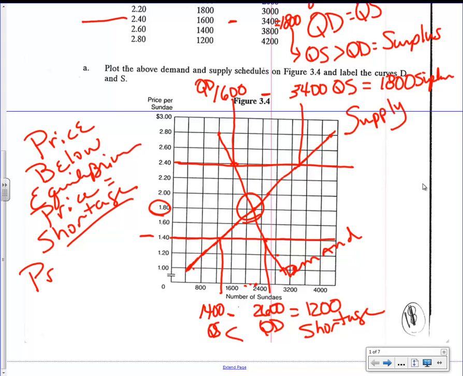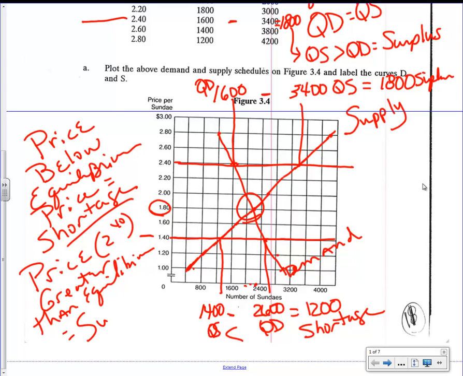Now, if the price, in our case it's $2.40, is greater than equilibrium, we have a surplus, because suppliers are willing to supply more than buyers are willing to buy. So that creates a surplus of sundaes in the market.